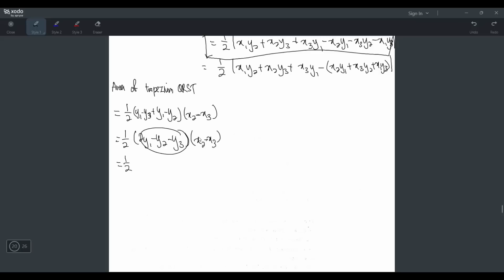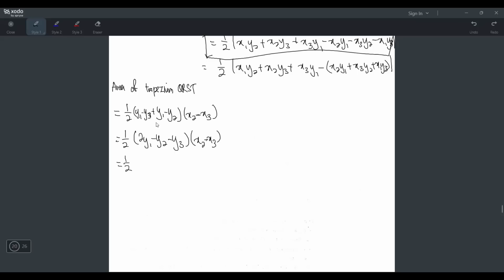The way to expand this is, if we have 2 terms and 2 terms, how do you expand? This one times this one, this one times this one, right? But what if one day you have 3 terms and 2 terms? You also multiply, but like this: this one times this one, and then this one times this one, and then the third one, this one times this one. Let me just show you.